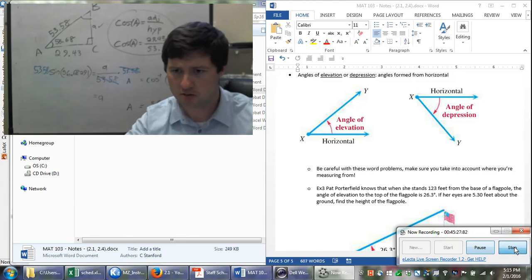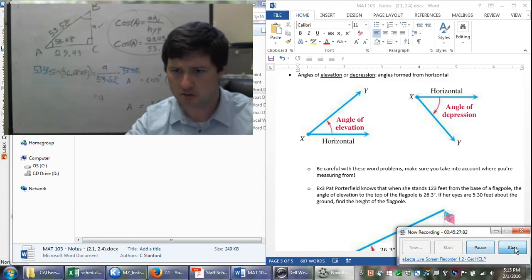The only thing I want to point out in these problems is you got to be careful to take into account where you're measuring from. Other than that, this is our standard solving a right triangle type problem. So like this example, Pat Porterfield, she's standing 123 feet from the base of a flagpole. I guess she like paced that out or something. She knows the angle of elevation, so I guess she's like using a sextant or something to view the top of that flagpole.